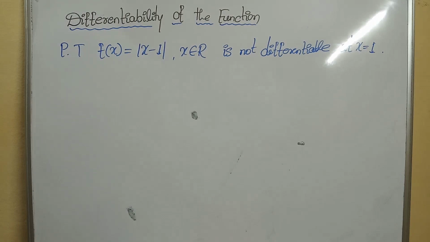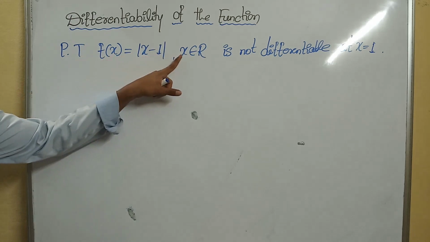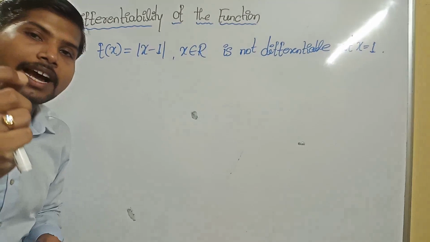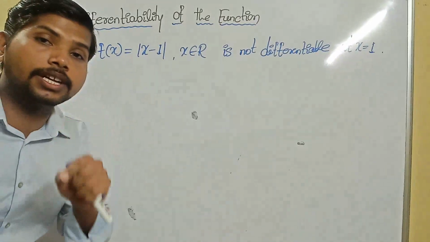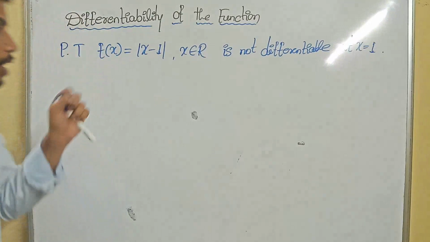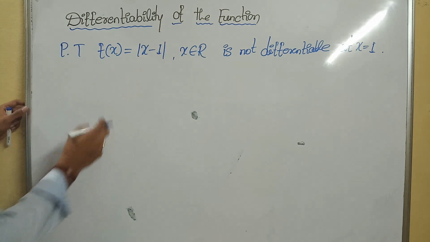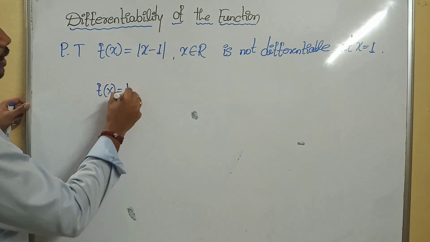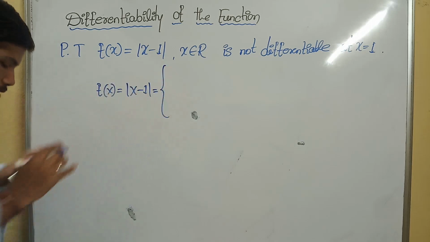Now consider one example: prove that f of x is equal to modulus of x minus 1, where x belongs to R, is not differentiable at x equal to 1. That means I need to check the differentiability at x equal to 1. How do I check this? First of all, we need to define this function. F of x is equal to modulus of x minus 1.